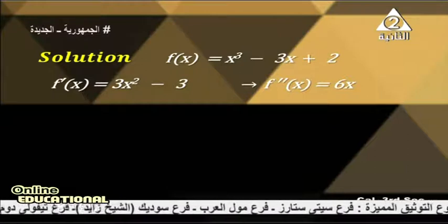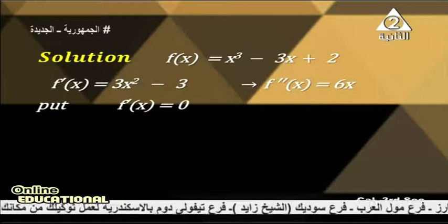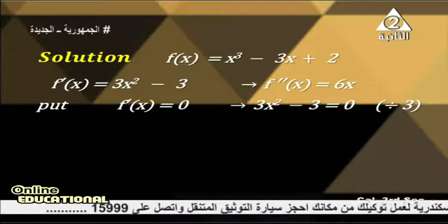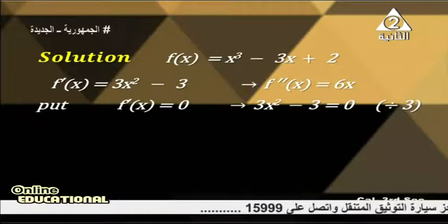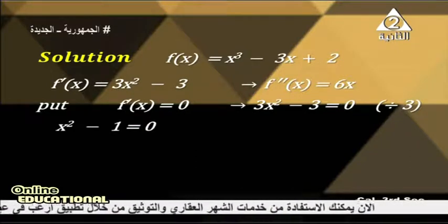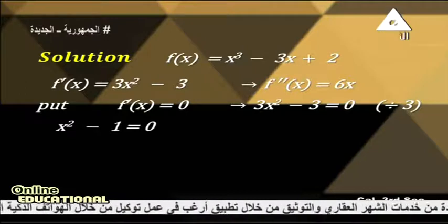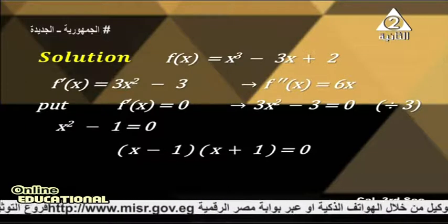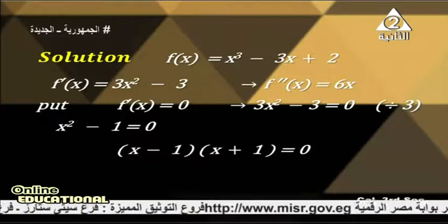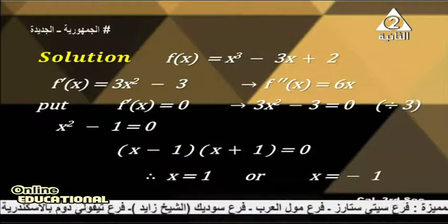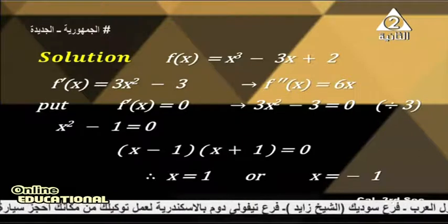Now put f dash x equals 0. Then 3x power 2 minus 3 equals 0. Divide both sides by 3. Then x power 2 minus 1 equals 0. We can factorize this expression to the bracket (x minus 1) multiply (x plus 1) as a difference between two squares. Then the value of x equals 1 or x equals negative 1.